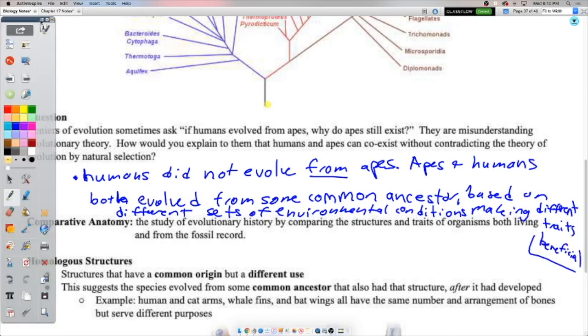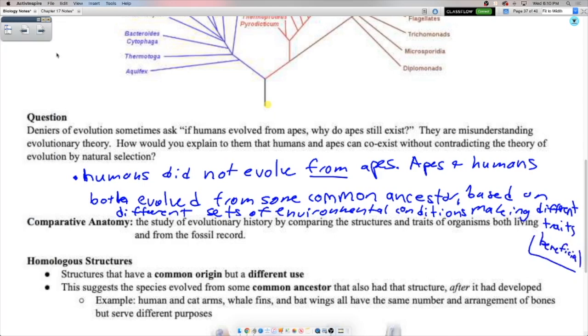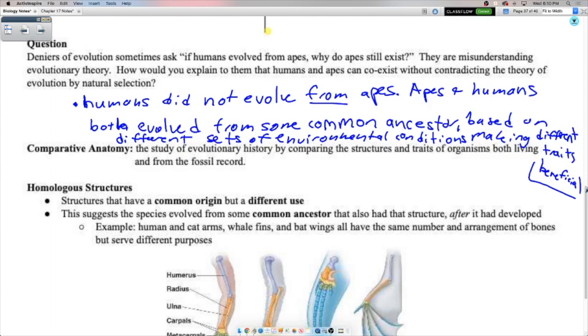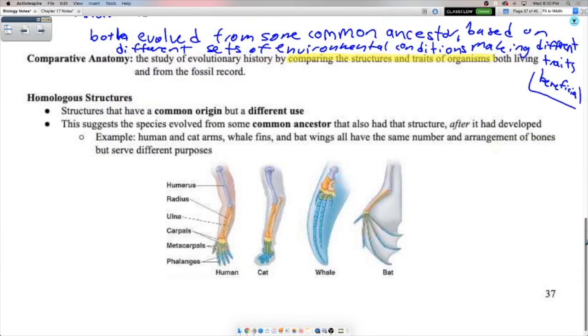All right. So, what is some of the evidence for evolution? One of the big ones we're going to look at is comparative anatomy. Anatomy means body structure, basically, and comparative means, well, comparing. So, just comparing the structures and traits of organisms, both living and long gone in the fossil record.